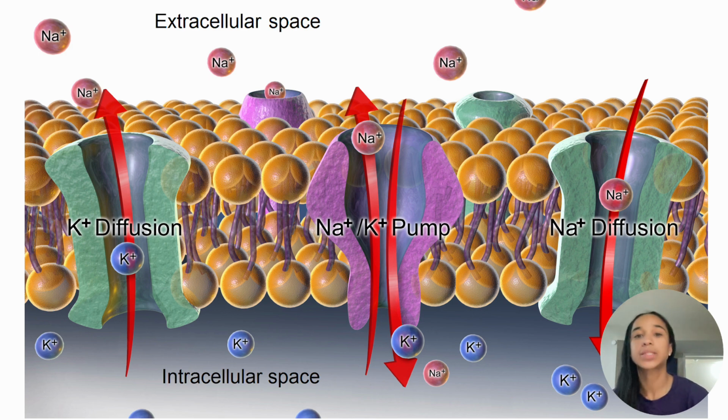The sodium potassium pump uses active transport instead of passive transport. Active transport means that it requires energy, and passive transport does not require energy. In the sodium potassium pump, 3 sodium ions are moved out of the cell, and two potassium ions are moved into the cell, and all of this is powered by ATP, which is again active transport.